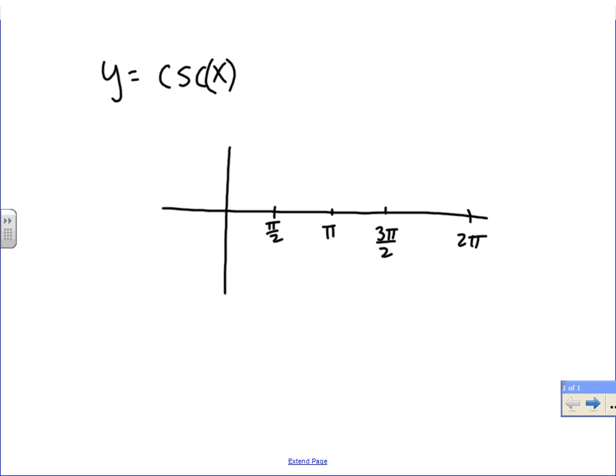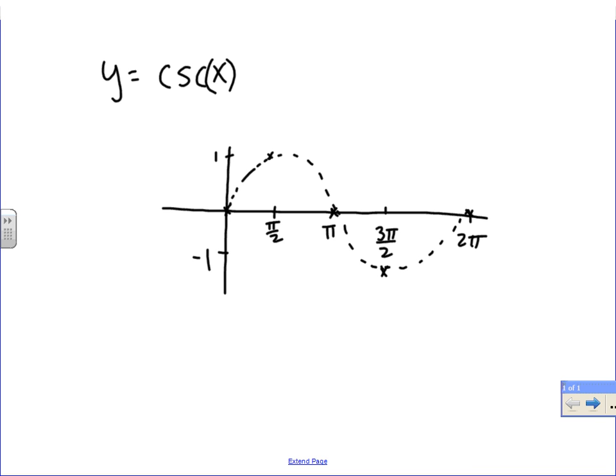Now, if I have just a sine function, remember it's going to bounce back and forth between -1 and 1. So the sine starts at 0 and goes up. It started at 0, then it would go up to 1, back down to 0, down to -1, and then back to 0. Now, I'm just going to dot this in kind of real lightly. And so that's my basic sine curve.